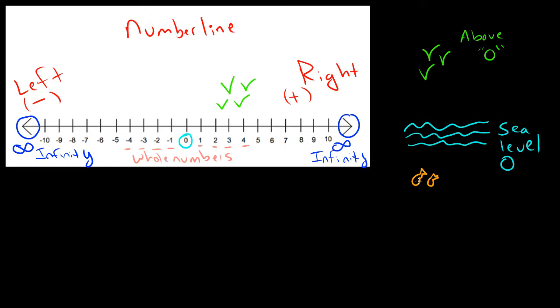I do my best with the artwork here. So those fish that are swimming are below sea level. They're below sea level, so they're below our 0 point. And if we think about that on the number line, they're going to be swimming somewhere below the 0 on the number line. And so this is giving us a visual representation of what numbers could represent on a number line if we use a real world scenario.